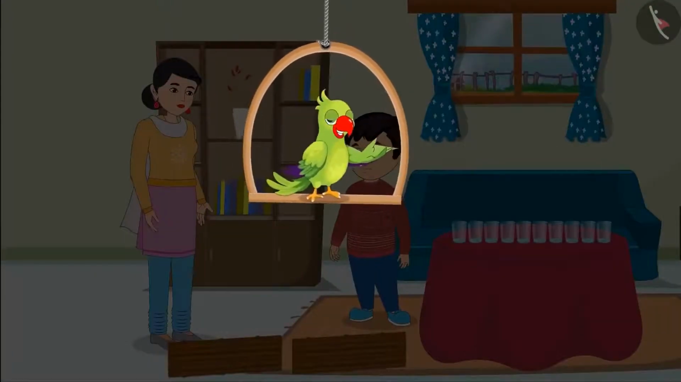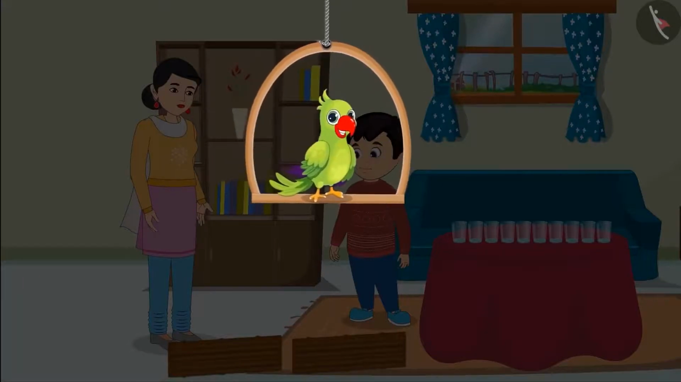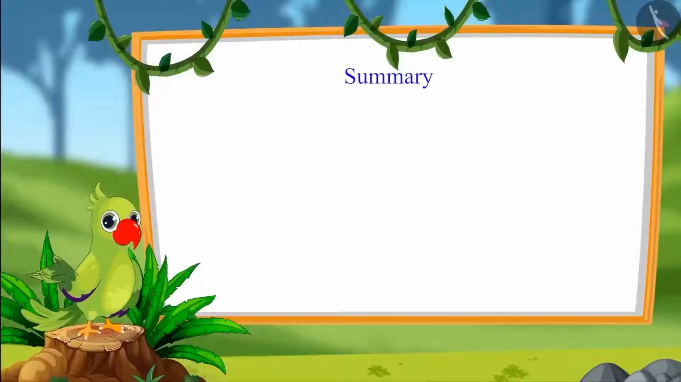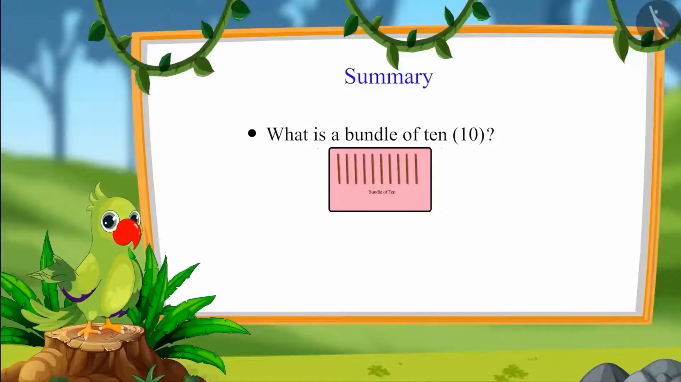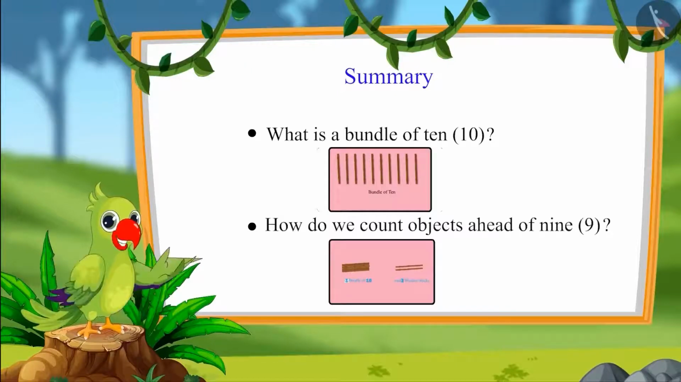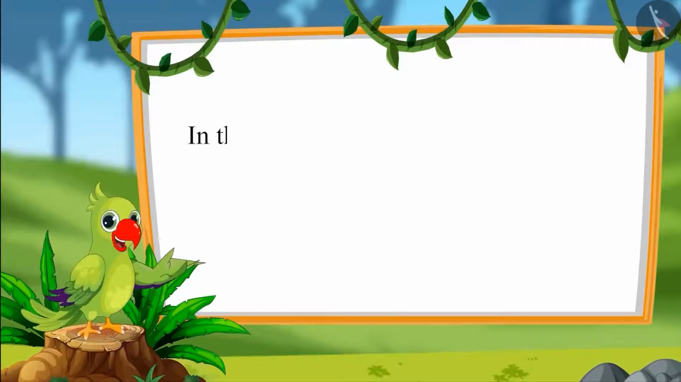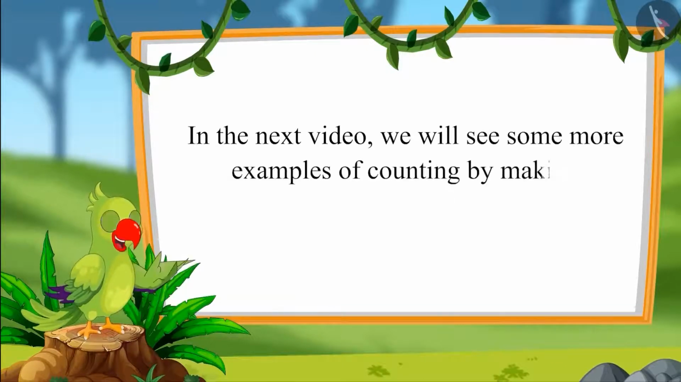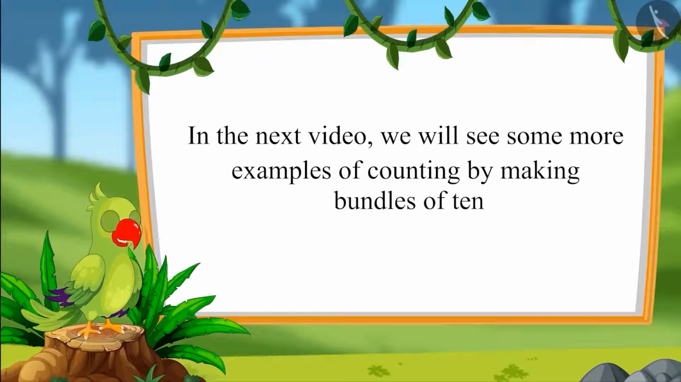You also count the number of objects around by making bundles of 10. So children, that was all for today. In this video, we learned what a bundle of 10 is and how we count objects ahead of 9. In the next video, we will see some more examples of counting by making bundles of 10.